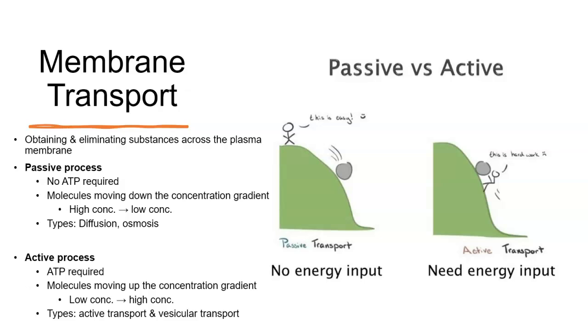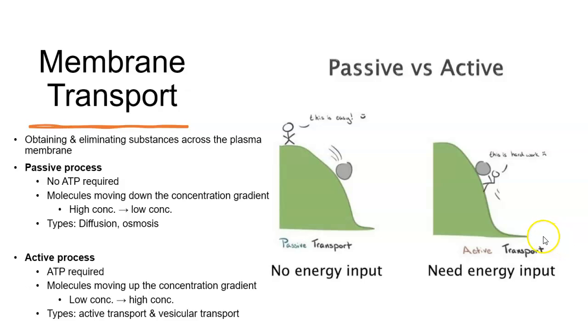Now, we have two different types of passive processes to move things across the membrane, and that is diffusion and osmosis. So we're going to talk about each one of these individually. But the big idea here is represented by this image very easily. If you've got a man standing at the top of the hill, he can push the rock and it'll just go down the hill. Or if the rock is sitting on the edge, it's just going to fall down the hill, right? Now, active process, we've got to put energy in.